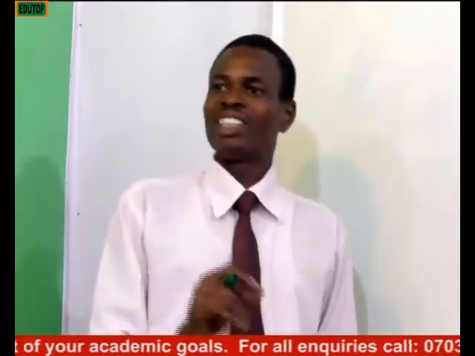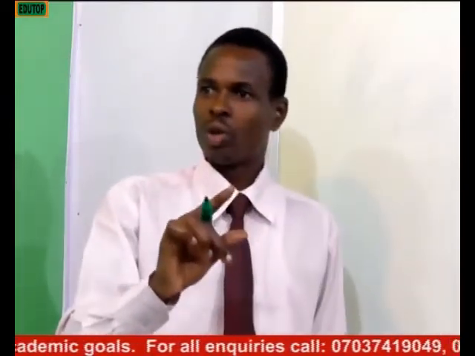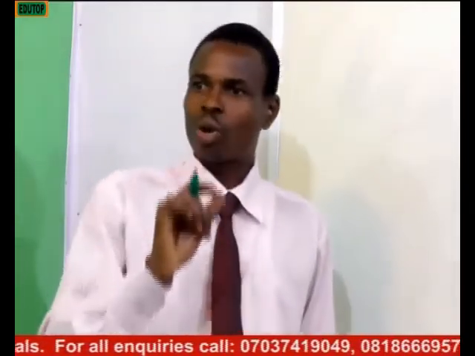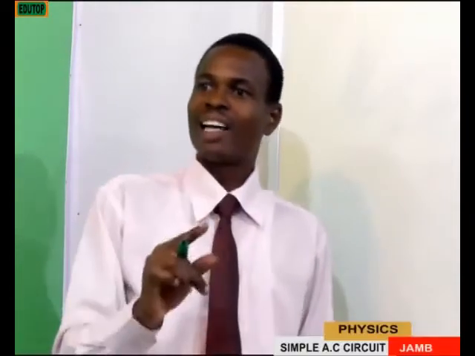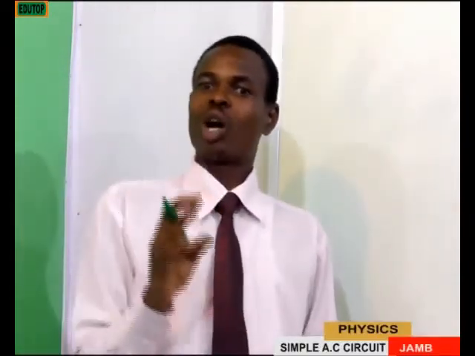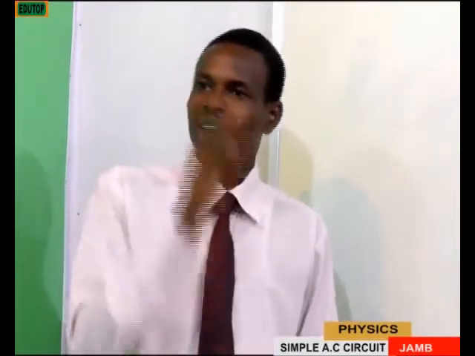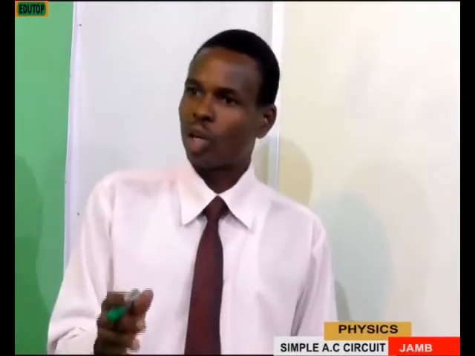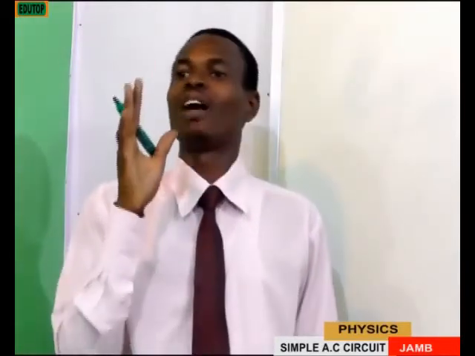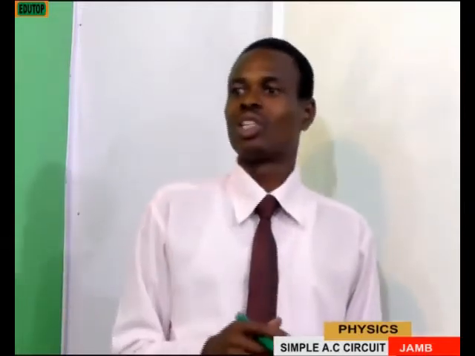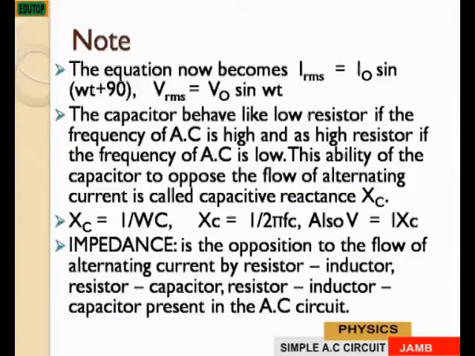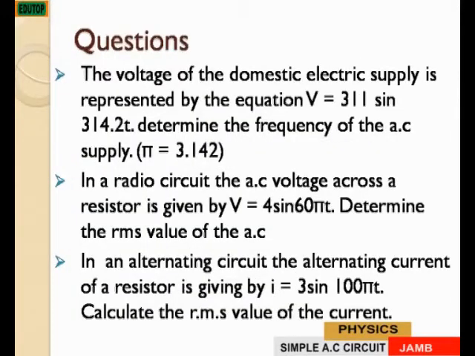So impedance is the opposition to the flow of alternating currents offered by either resistor and inductor together, resistor and capacitor together, or resistor, inductor, and capacitor, the three components together in an AC circuit. And that is what we mean by impedance. So from here, we shall quickly go and solve the following questions.